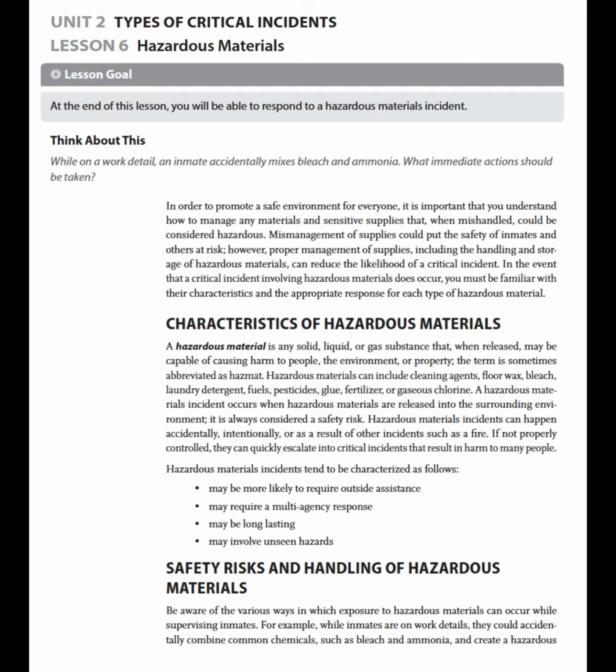Think about this while on a work detail. An inmate accidentally mixes bleach and ammonia. What immediate actions should be taken?